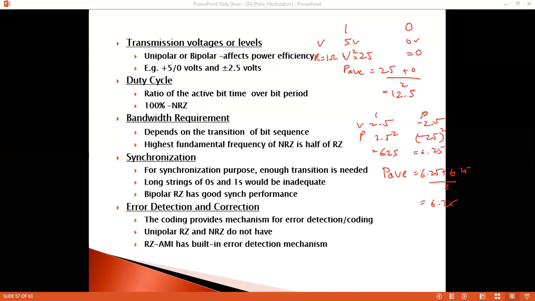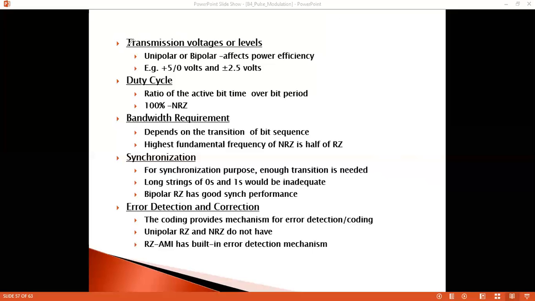Then, this is known as unipolar, because it has only one polarity, the positive. And this is bipolar, where we use both positive and negative polarities to represent our bit 1 and 0 respectively. So using unipolar and bipolar can lead to different power efficiency performances. Okay, so this is for the first part.